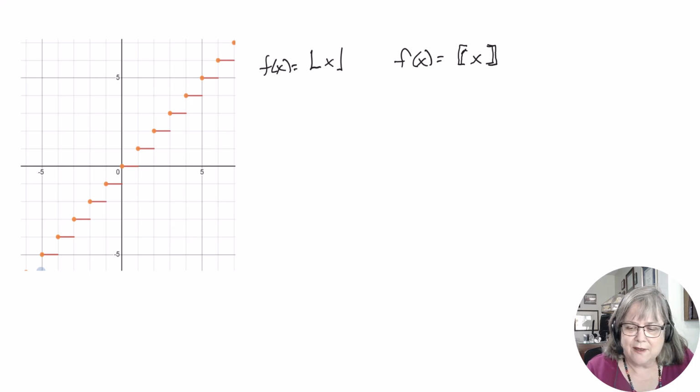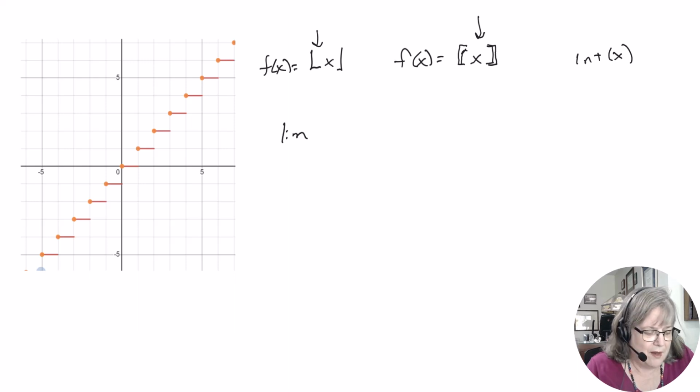Sometimes I've actually even seen it called int. I don't know how your teacher did it. I usually use this one, but in the interest of I'm a messy writer, I'm going to use this one today. So the limit as x approaches -3 of 3 minus the greatest integer over 4 times the greatest integer.